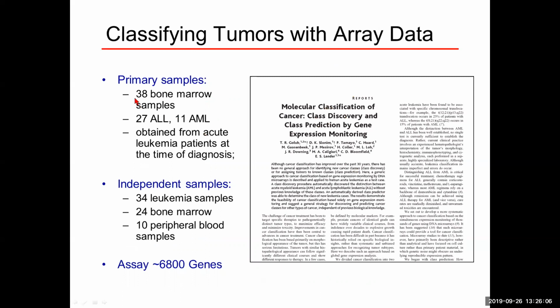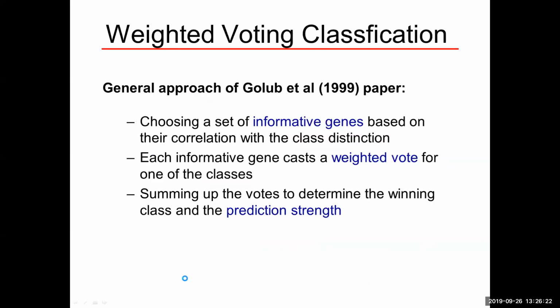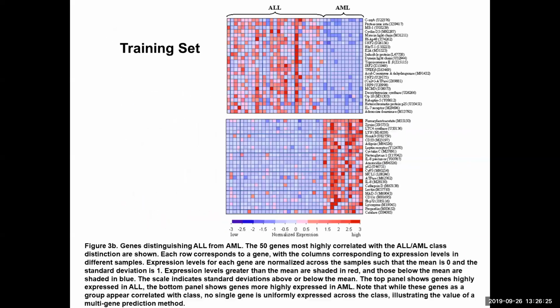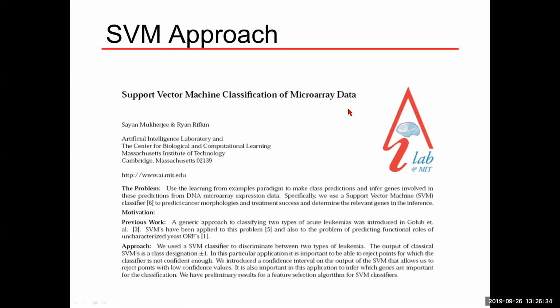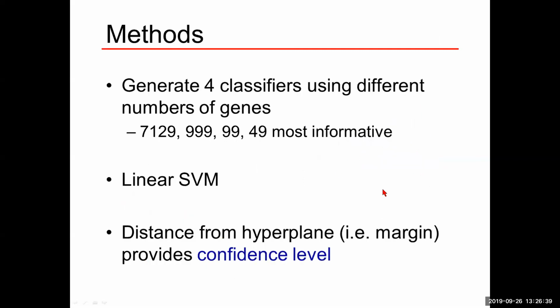So for example, this group at the Broad Institute, or at least the precursor of the Broad Institute, had 38 bone marrow samples, and they didn't know if it was ALL or AML, two different types of leukemia. And what they found is that based on this microarray measurement of 6,000 genes, they could build an SVM that allowed them to discriminate things very strongly. And the support vectors ended up being genes that were quite meaningful in cancer. And this was one of the early AI lab / Broad collaborations.